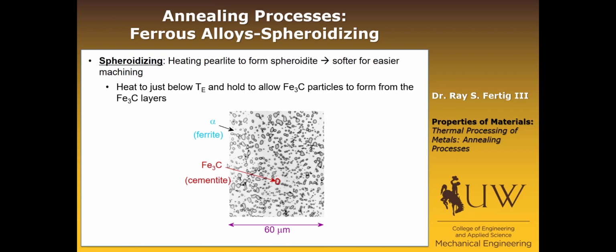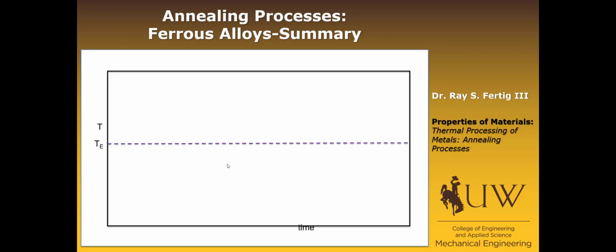And we do this by basically heating to just below the eutectoid temperature and holding it to allow these cementite particles to form out of the cementite layers. I think your book covers a few other methods that you could use for spheroidizing, but I'm just going to focus on this one. So those are all the annealing processes.